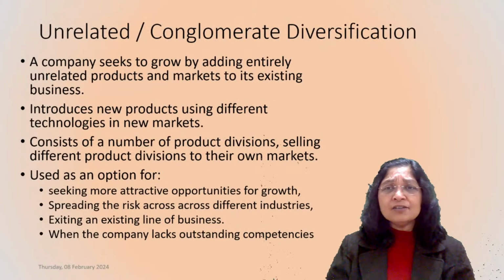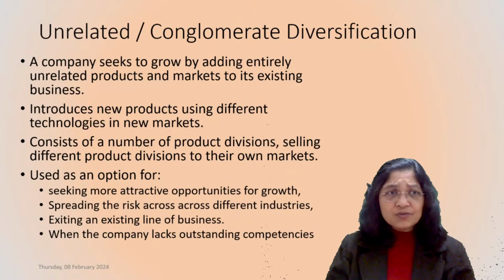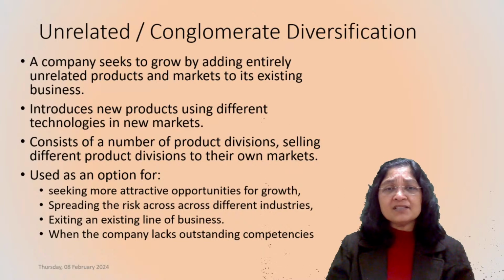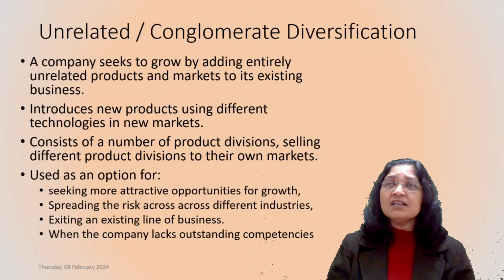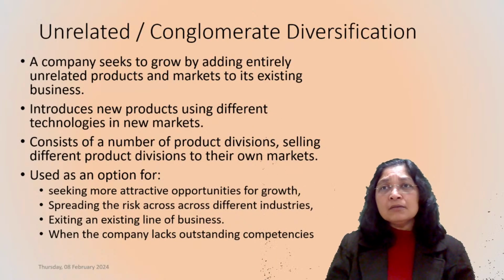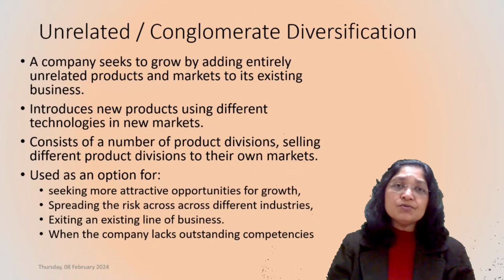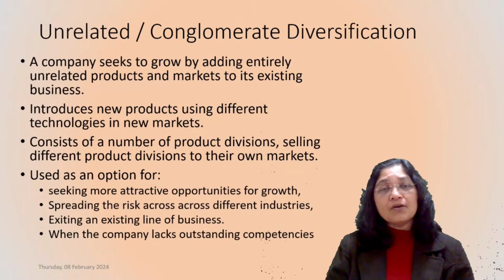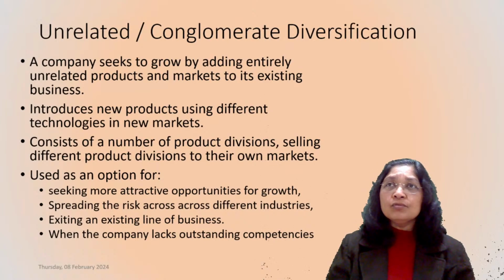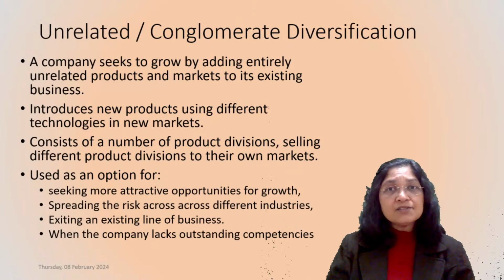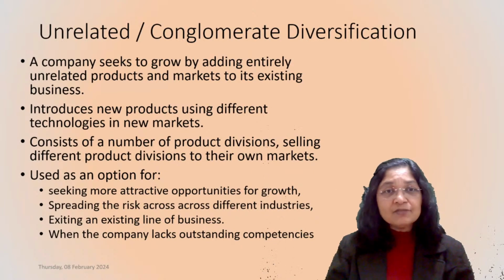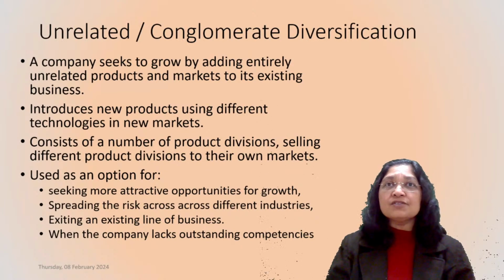Then you have unrelated or conglomerate diversification. I gave you the example a while back. A company seeks to grow by adding entirely unrelated products and markets to its existing business. We are into food processing, and then we suddenly go into, let's say, medical, pharmaceuticals. Now, these are two completely different areas. Or for that matter, we are into the leather industry, we go into textiles. So that would be an example of unrelated diversification.